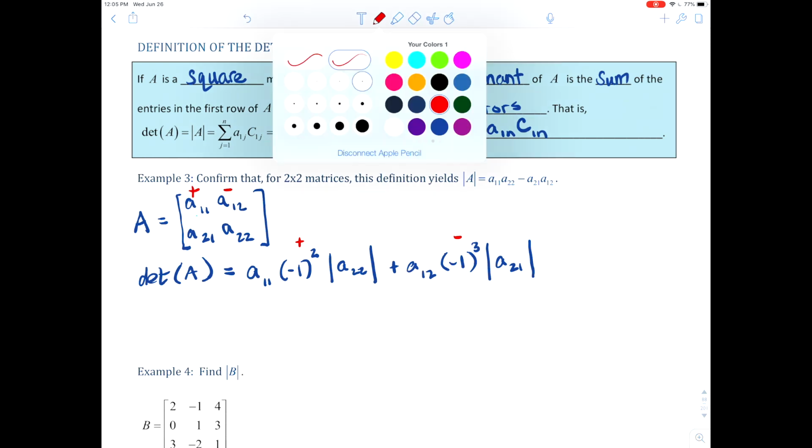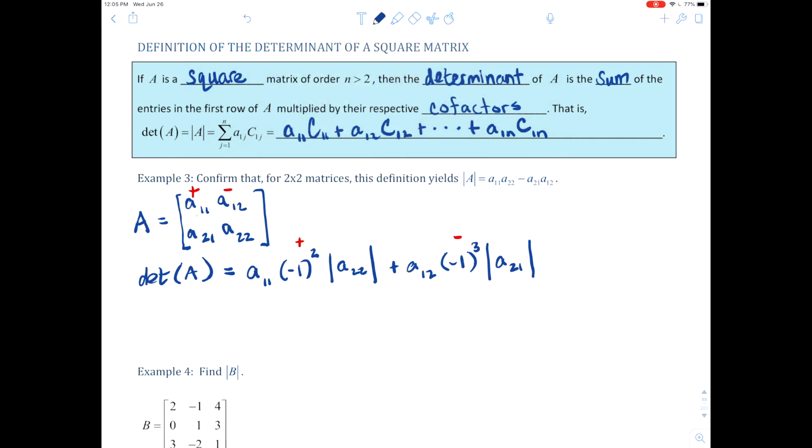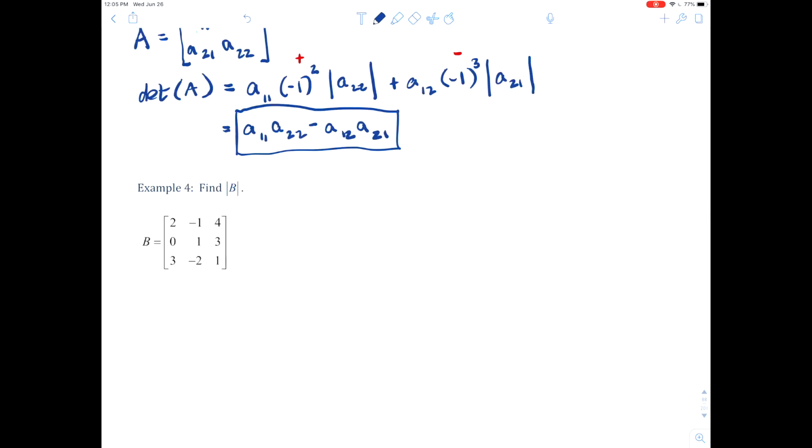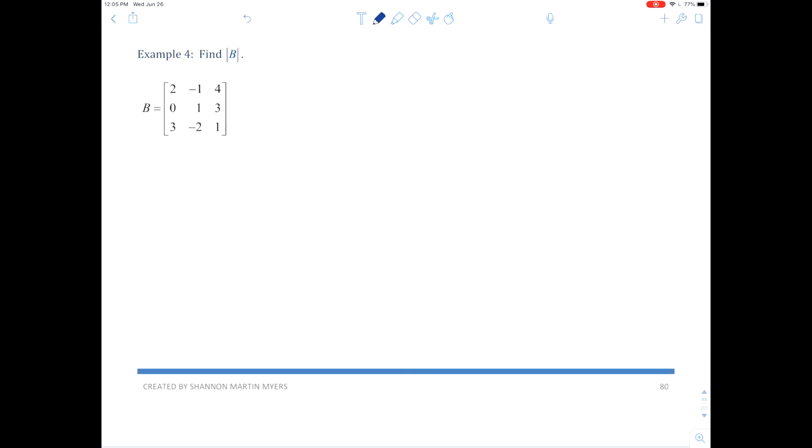Cool. All right. So anyway, the determinant of A will end up being equal to A11 times A22, because A22 will just be a real number and that determinant will just be itself. And then minus A12 times A21. So we have verified it. Next up, let's find the determinant of B.